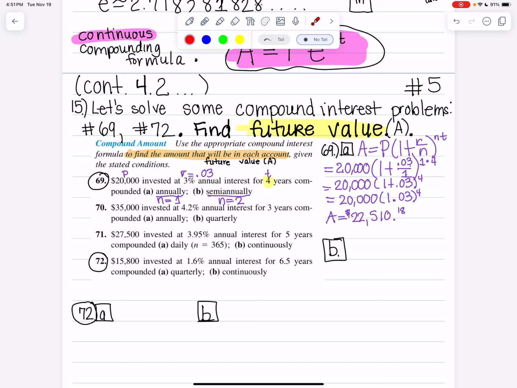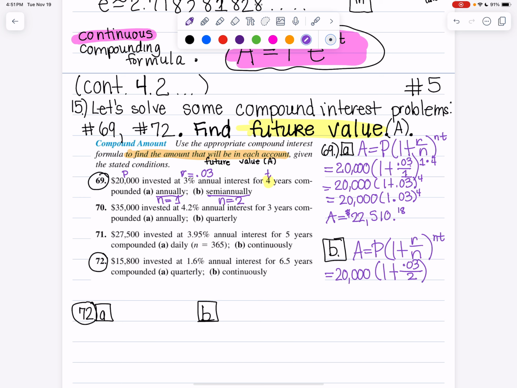Let's see what happens. We're using the same formula: A equals P times 1 plus R over N, raised to the N T. That's what we're using. Okay. Now, look what we have. It's a little different. Our N is going to be 2 now, you all. So let's plug it in. 20,000 still. We do 1 plus 0.03, all of that over 2. And then on the outside is 2 times 3. Okay? 2 times 4, excuse me. I said the wrong thing, 4.